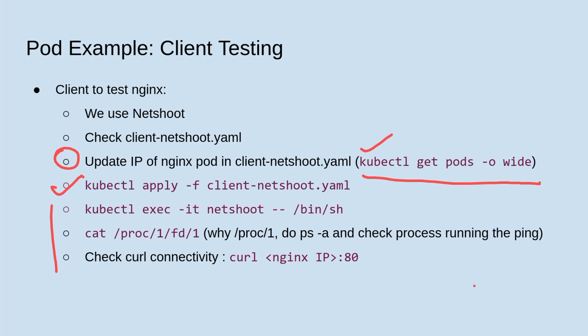If you are able to exec into this new netshoot pod, what you can do is run ps -e. If you open ps -e, you will see the first process with PID 1 is running a ping. And that ping is going to the IP that you just edited, right? And that IP is the Nginx pod IP, right? So this is the first sanity check to see whether you are able to connect or not.